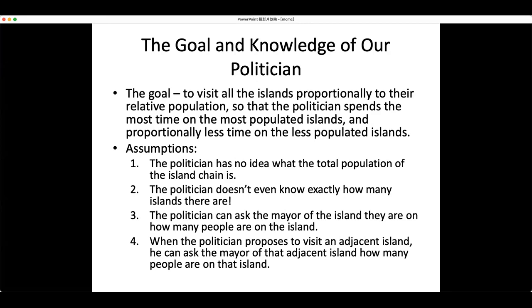So these are the assumptions. To be honest, the politician really doesn't have a lot of information, right? He doesn't know the total population. He doesn't even know the number of islands, right? So how do we deal with this?